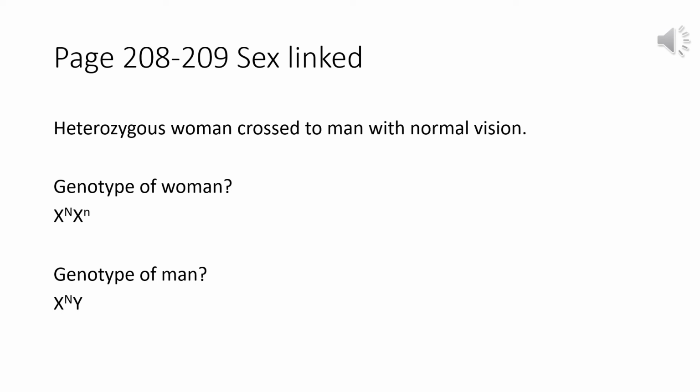We're going to cross her to a normal male. They don't actually give us a blank for that, but somewhere you've got to figure out the genotype of the guy, too. He's going to be a boy, so he's going to have an X and a Y, but he does have normal vision, so it's X with a big N and a Y. The Punnett Square is on page 209. Feel free to fill that out real quick while I wait.